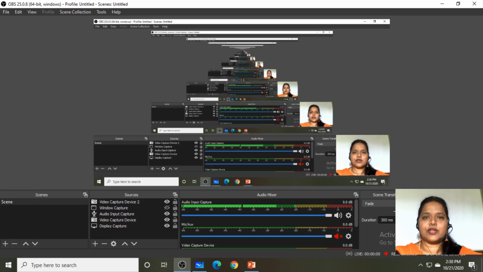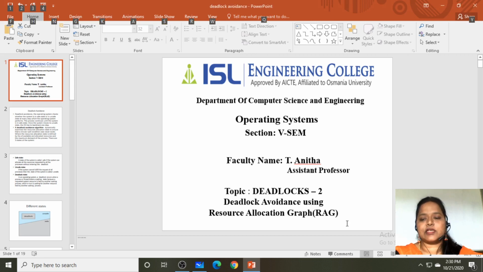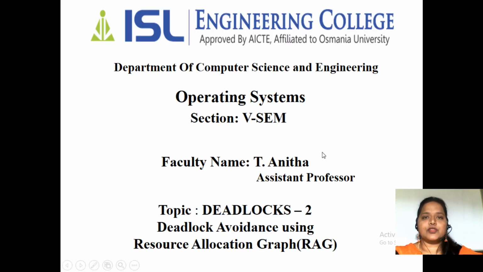Today, in this class, we are going to discuss deadlock avoidance. In the last class, we have seen different deadlock handling methods, right? What are the different deadlock handling methods? The first one is deadlock prevention. Already we have seen it. The second one is deadlock avoidance. The third one is deadlock detection and recovery. And finally, ignoring the deadlock. So, these are the four methods to handle a deadlock situation. You are all well aware of what a deadlock is.